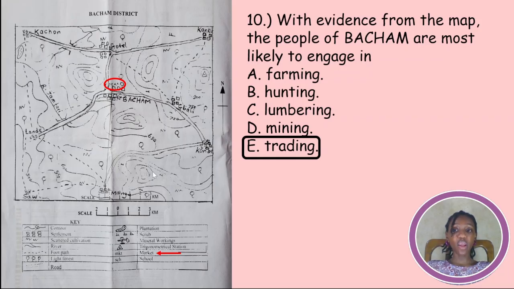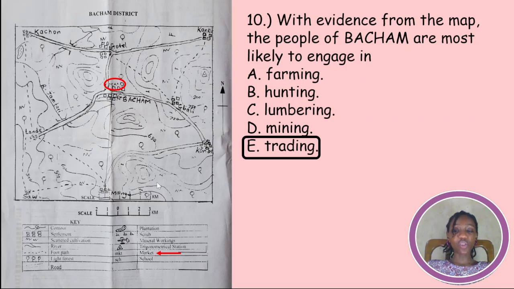First, remember one of our earlier questions where we said Bacham is on a pass, which is simply a low point between two peaks that is used as a transportation or migration route. Bacham is also at the center of our map, and not only that, almost all the settlements connect directly or indirectly to Bacham. And Bacham also has the only market in the whole district. And so combining all these points, road convergence on a pass, the market symbol, and its central accessible location, the primary occupation supported by map evidence for Bacham is trading.